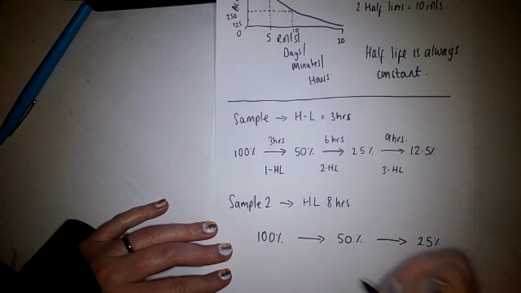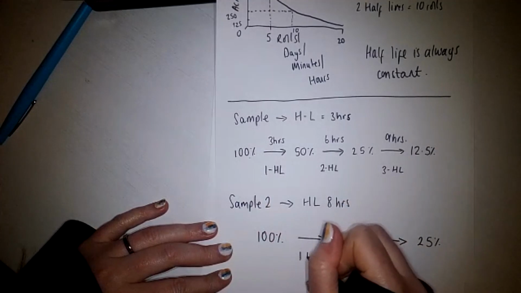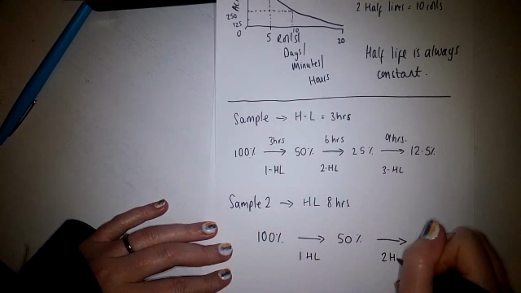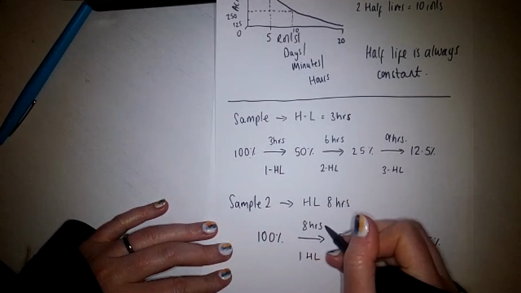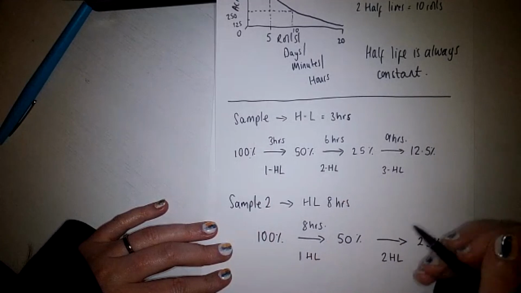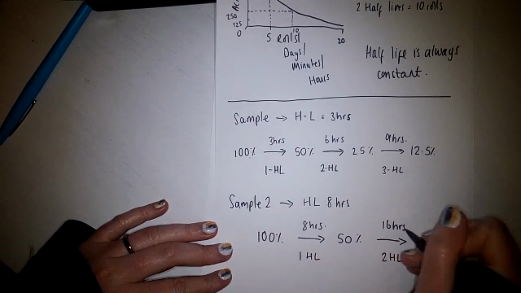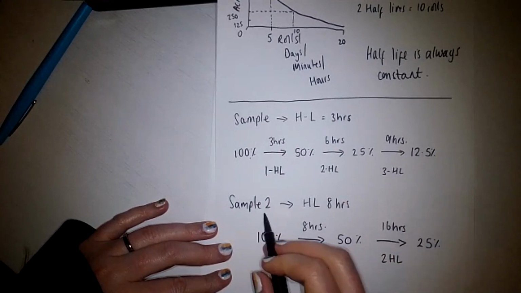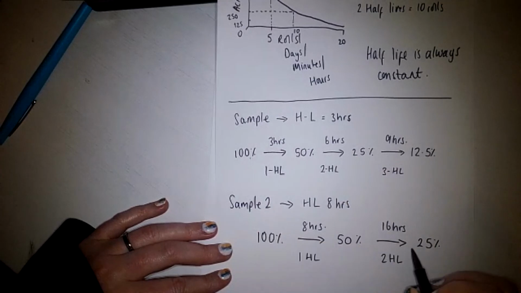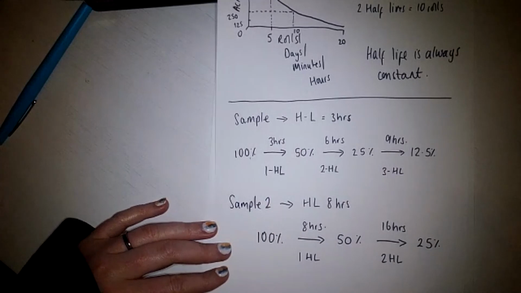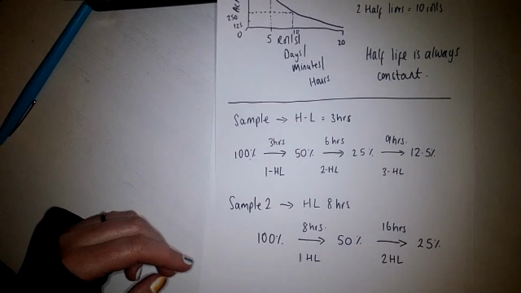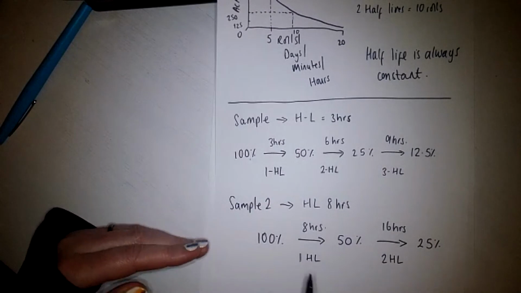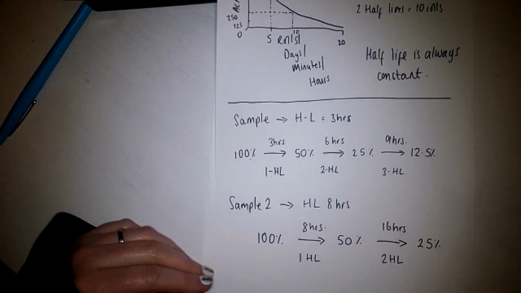So I fill out my half-lives: 1 half-life, 2 half-lives. How many hours is 1 half-life? Well, it's 8. How many hours must 2 half-lives be? Well, it's 16. So it's going to take 16 hours for sample number 2 to decay and lose activity below 25%. And that's honestly all that you have to do with this. Just keep going with your half-lives until you get to that destination.